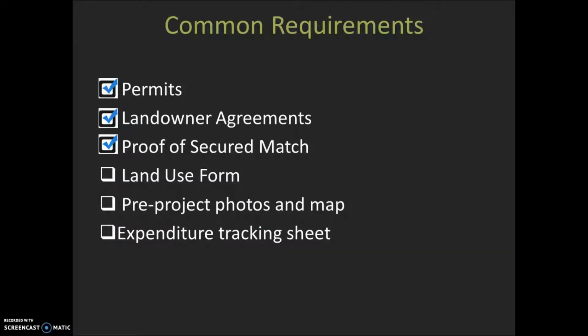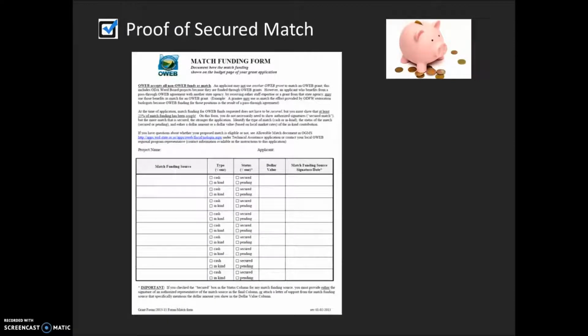Proof of secured match. Unless your grant agreement specifies otherwise in the conditions, OWEB projects must have 25% match of the total OWEB award secured before funds can be released. Match can be in the form of a signed letter with a stated value amount, or in the form of a signature and dollar amount listed on our match funding form. If you use this form, make sure that the secured box is checked before you have the funder sign in order for your match to be accounted for. We also accept signed funding award contracts or an email from a funding organization as long as the amount awarded is stated within the email.